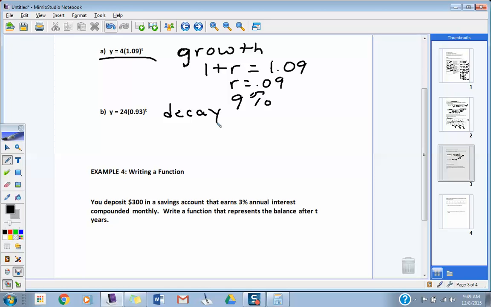Let's see. So if I'm talking decay, we're talking about the formula 1 minus r, and that 1 minus r equaled 0.93. Guys, what did we have to subtract from 1 to get down to 0.93? 0.07. So what's that rate as a percent? Shout it out. What's that going to be as a percent? 7% change, you bet. 7% change. Okay. That's pretty easy, isn't it?